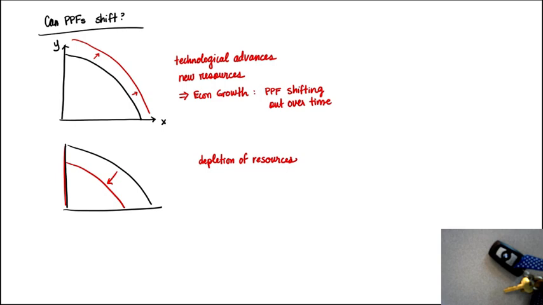Maybe a disaster. Some kind of natural disaster. So, I mean, imagine Puerto Rico. Do you think Puerto Rico's PPF shifted in? I'm guessing so. So we know after Hurricane, what was it, Maria, I think? We probably saw that with Puerto Rico. What else might cause this? What else might cause this?